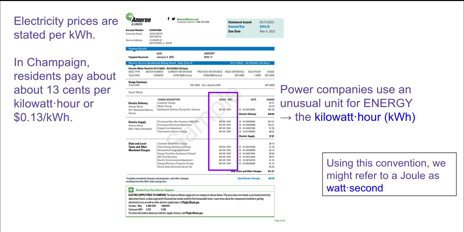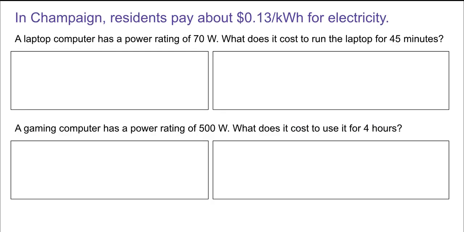In Champaign, we pay about 13 cents per kilowatt hour, or $0.13 per kilowatt hour. And that takes into account everything, the taxes and the handling fees and all sorts of things that you're charged by an electric company. So let's see how much that laptop use and gaming computer use would cost us.